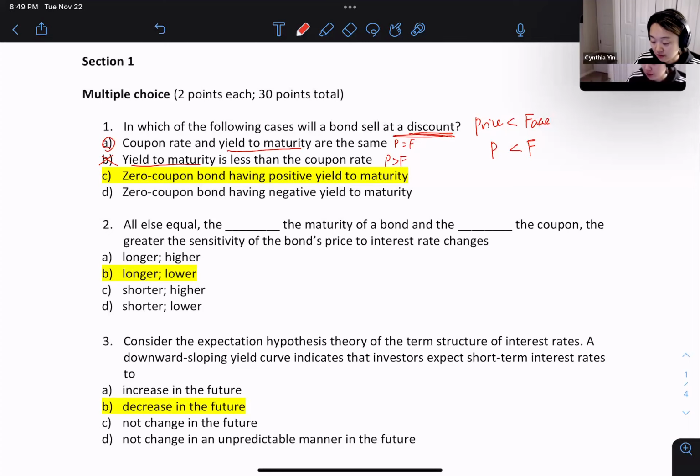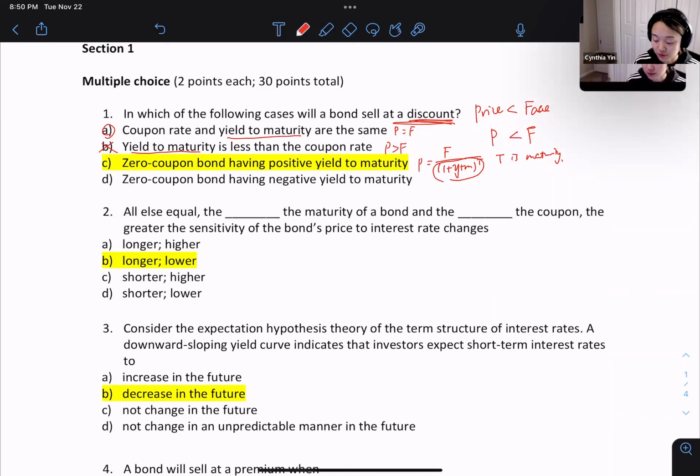Zero coupon bond have positive yield to maturity. So remember, for zero coupon bond, there's no coupon anymore. Price just equals face value, discounted back according to its maturity date. Capital T here is the maturity. If the yield to maturity is positive, meaning this denominator is greater than 1, P will be smaller than F. It satisfies the concept or the definition of sell at a discount. So C is right. And on the other hand, D would be wrong.